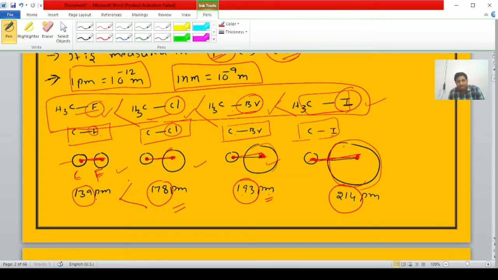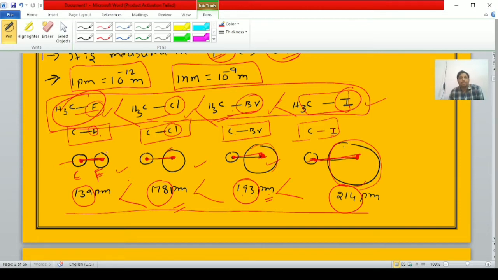It is the carbon-fluorine bond, carbon-chlorine bond, carbon-bromine bond, carbon-iodine bond. This order they will ask in the examination, student. Arrange the following compounds in the increasing order of their bond length. First one, student, methyl fluoride, less bond length, 139 picometers. Next one, methyl chloride 178 picometers. Methyl bromide 193 picometers. Methyl iodide 214 picometers.